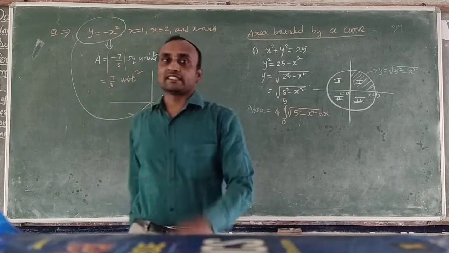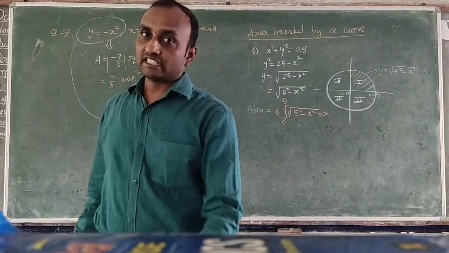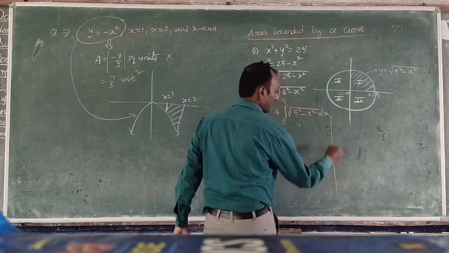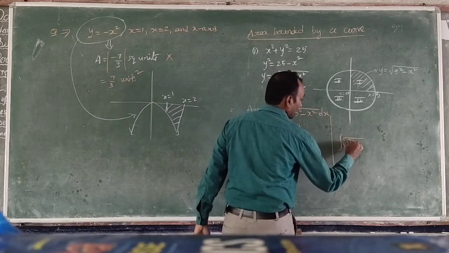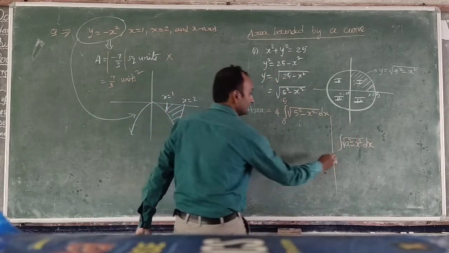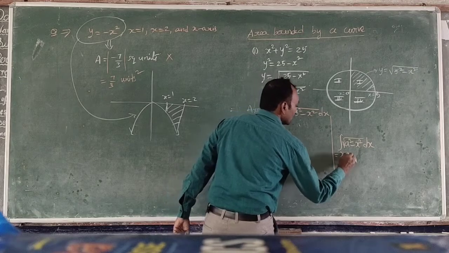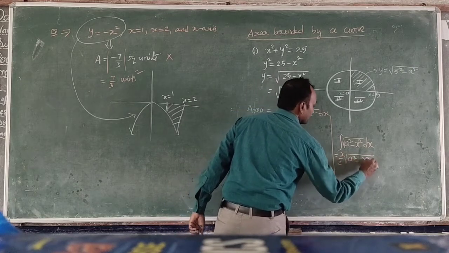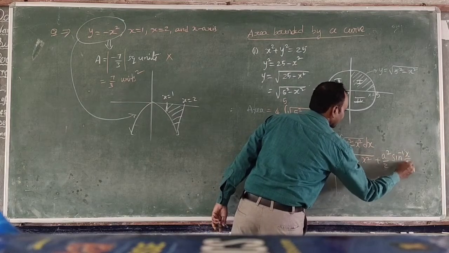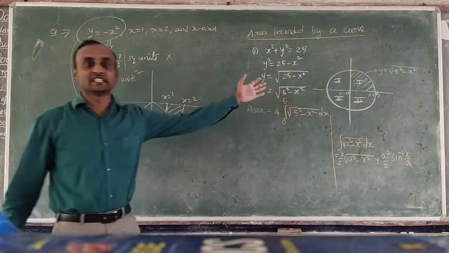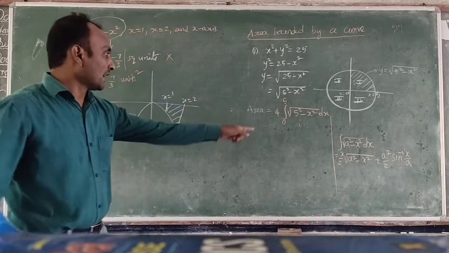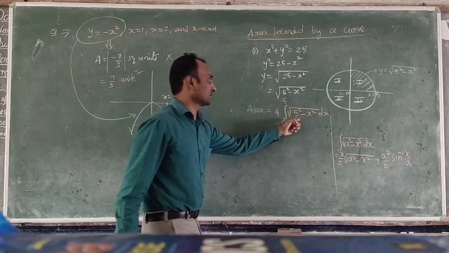This formula you get in Exercise 7.7 of the integration chapter, in the special integrals. You can write down this very important formula. Integral of root over a square minus x square into dx can be written as x by 2 root over a square minus x square plus a square by 2 sine inverse x by a. This formula we use many times in finding the area of a circle and the area bounded by an ellipse. So, according to this formula, we have to write this.